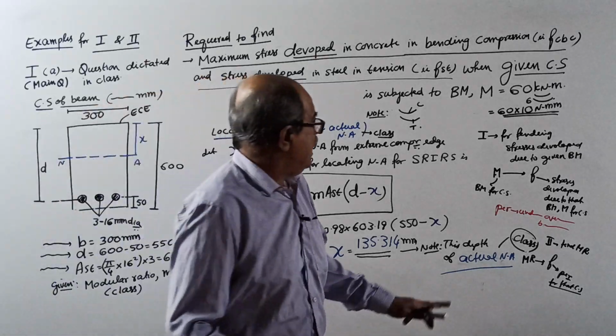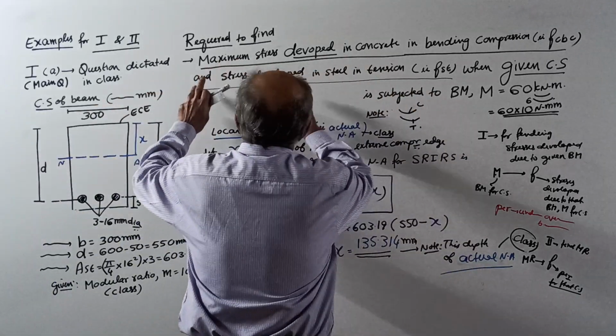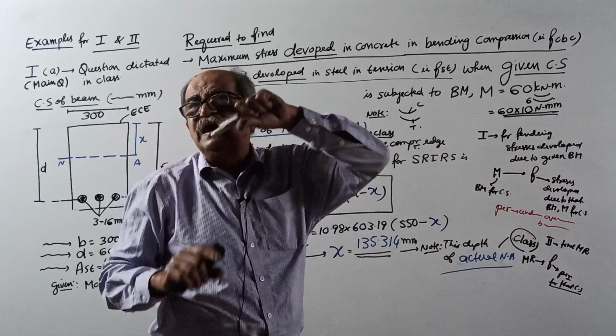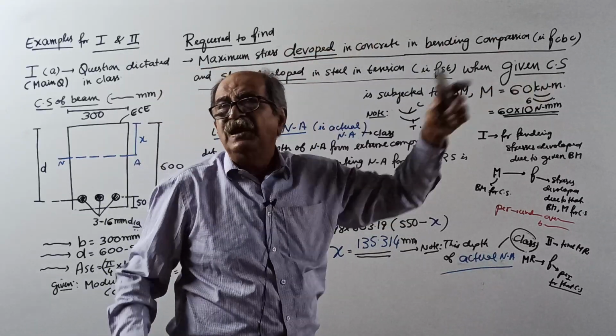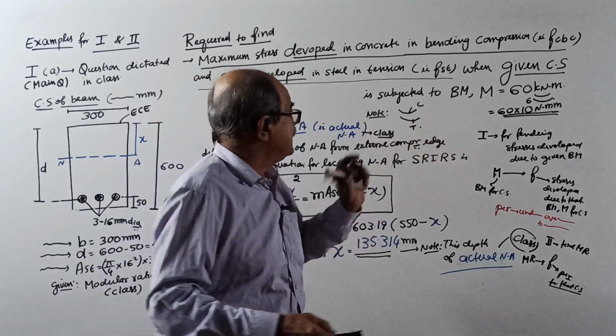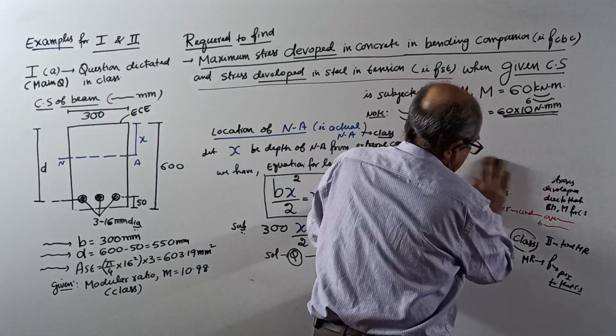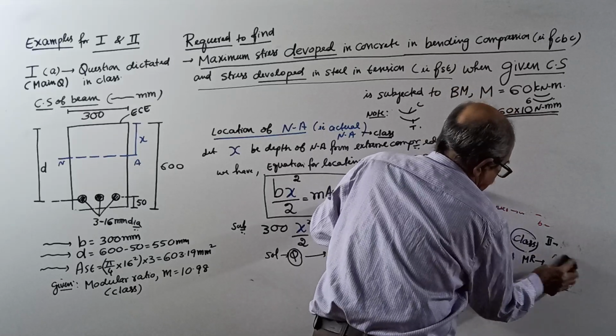So first I will take an example of stresses developed for a given bending moment. Remember, left hand side is M, right hand side is F. For that BM, how much stress will come? I will remove this one now, this is not required now. This was just one important concept I told.